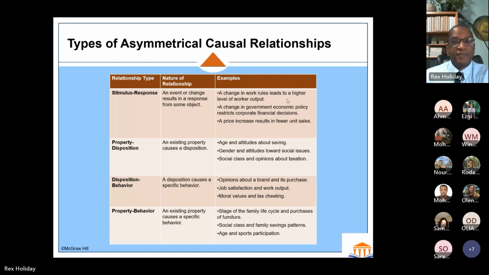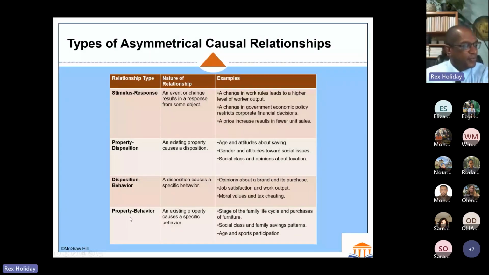Thank you so much. Yes, very, very good. Yeah, and your comments made me think of stimulus and response, where a change in work rules leads to a higher level of worker output. So those people with those long hours or different shifts, where they are rotated into a different shift, maybe their output is also affected.